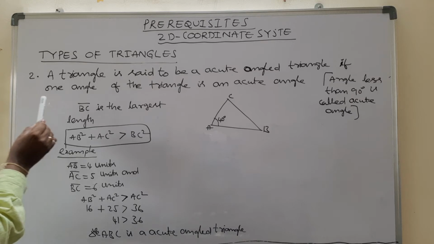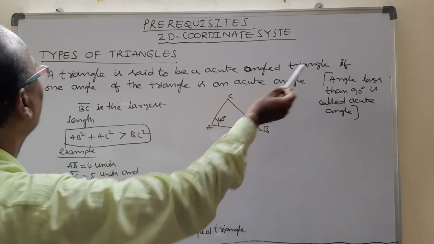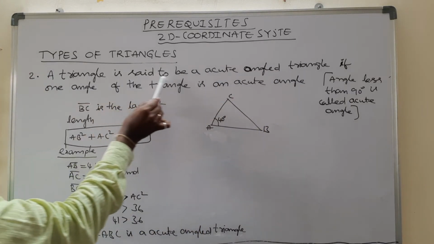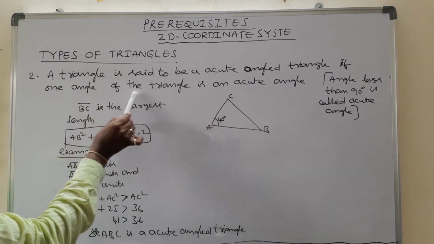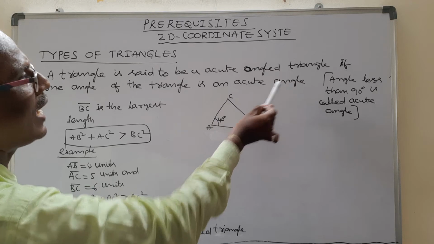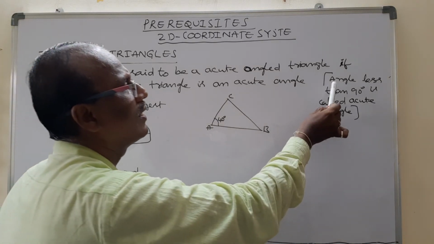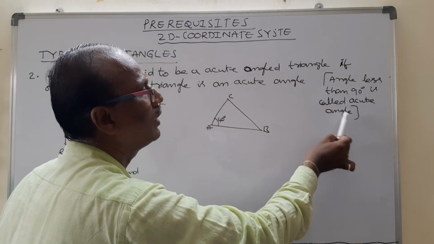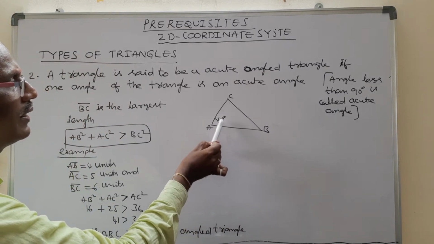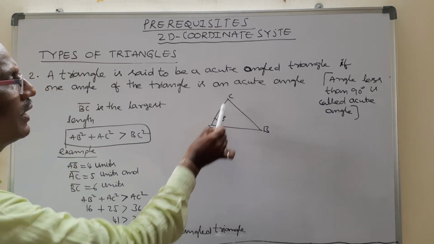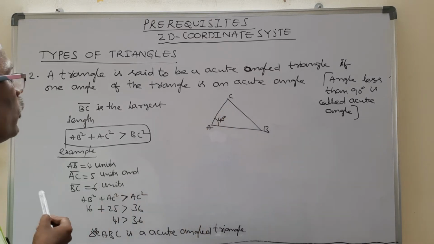Next, discuss about acute angled triangle. A triangle is said to be an acute angled triangle if the angles of the triangle are acute. An acute angle is an angle less than 90 degrees. Here one of the angles is less than 90 degrees. Here the angle is 40 degrees. Then the triangle ABC is acute angled.